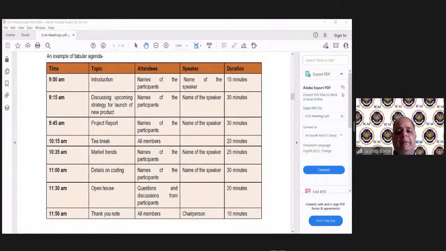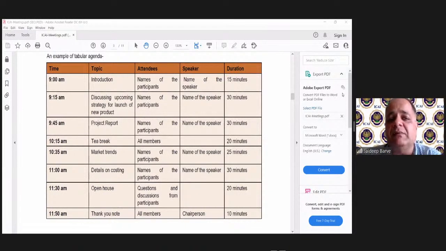You can see the meeting is going to start at 9 a.m. The meeting might end in 3 hours. So your introduction happens at 9 a.m., and the vote of thanks is for 10 minutes, and that starts at 11:50. So for 10 minutes, from 11:50 to 12 noon, you are going to have the vote of thanks. In this 3-hour meeting, you are having an introduction for 15 minutes.